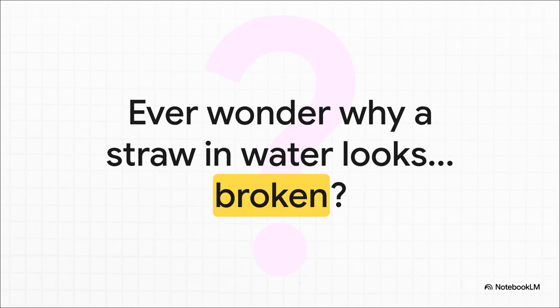You've absolutely seen this, right? You put a perfectly straight straw into your drink, and boom, it suddenly looks like it's bent, or maybe even snapped in two, right at the water's surface. It's such a classic optical illusion. But what is actually going on with the light that's tricking our eyes like that?